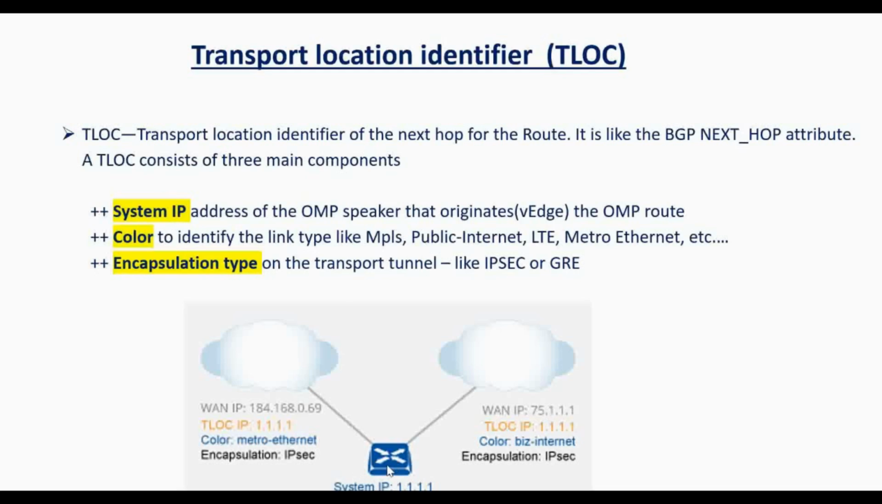Let's say you can see in the diagram you have a system IP. So this is the vEdge or cEdge, a branch router having a system IP of 1.1.1.1. It has one link, that is a Metro Ethernet link, and another link which is a business internet link. So the system IP is going to be the same, and the color will be different. The color here is Metro Ethernet, the color here is business internet, and encapsulation type is IPsec. So this TLOC IP is nothing but your system IP configured in your vEdge. So you have TLOC IP, color, and encapsulation. All this together we call as a TLOC value. That is how we uniquely identify a particular TLOC.